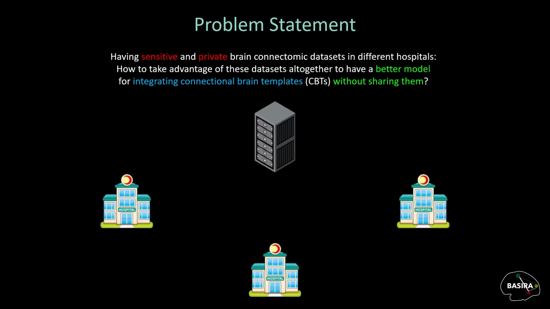However, it is challenging to collect all these clinical datasets in one place because of the data sensitivity and privacy. Thus, it's hard to design an algorithm for integrating connectional brain templates, CBT for short, since such an algorithm needs brain connectomic datasets, which are clinical. So the question arises: how can we design an algorithm for integrating CBTs using clinical datasets located in different places?